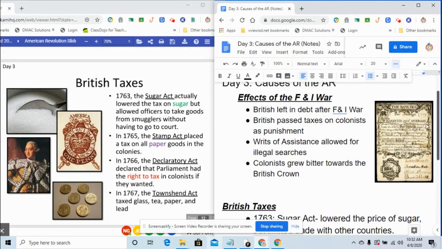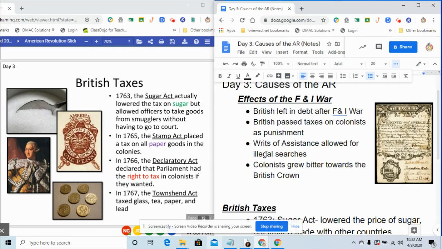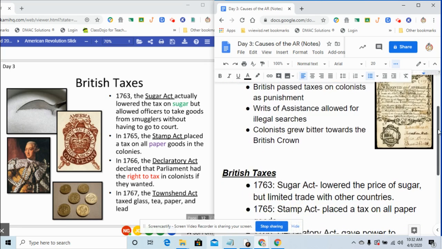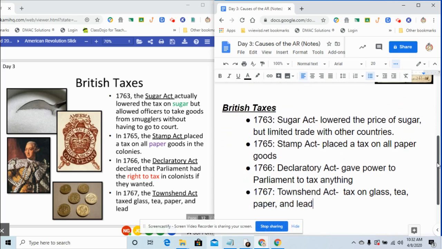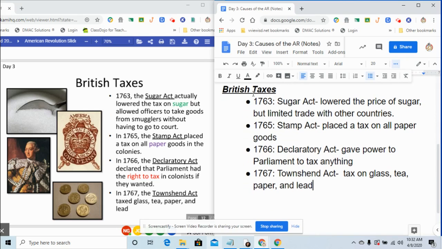Okay, guys, today we talked about the effects of the F&I War and how war debt caused colonists to grow bitter because they were having to pay through taxes. Okay, we talked about the writs of assistance, which were passed by King George III, which allowed his soldiers into the house to do illegal searches. And then we talked about the different taxes that the British imposed on the colonists, and all these taxes the colonists would fight back by protesting and saying that it was taxation without representation.